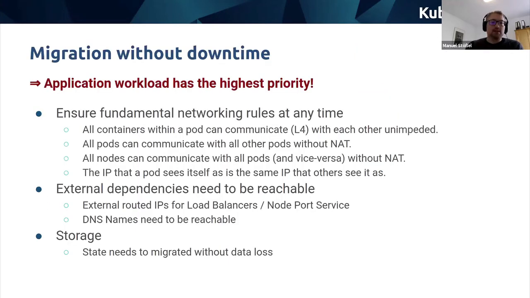And that directly leads us to our actual dependencies when we migrate. For us, the application workload has the highest priority, but for that to be the case, we need to ensure fundamental networking rules that Kubernetes expects to be in place. Those rules are that all containers within a pod can communicate unimpededly on layer 4, so TCP, UDP. All pods can communicate with all other pods within the cluster without NAT, and all nodes can communicate with all pods and vice versa, also without NAT. And the final one: the IP that the pod sees itself as is the same IP that others see the pod as.